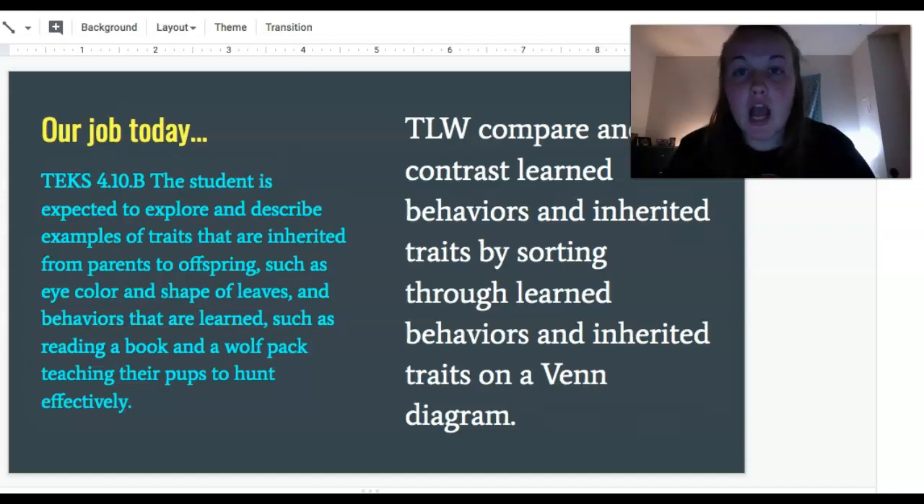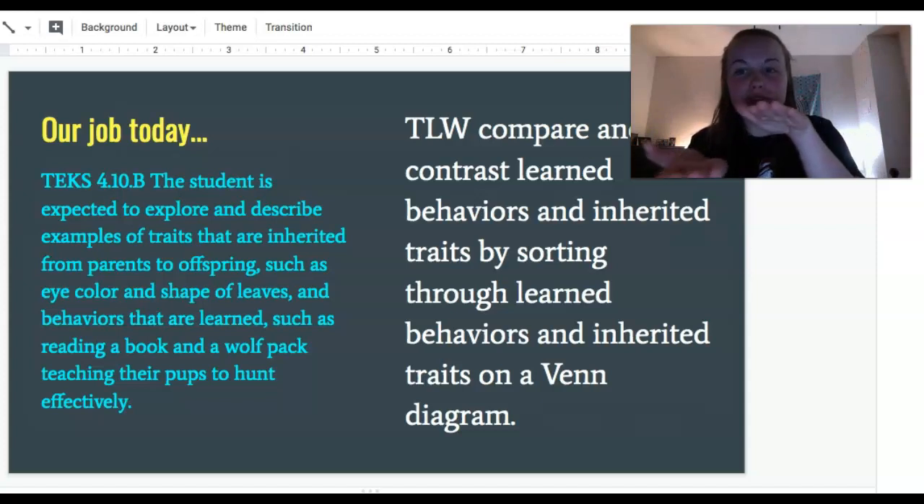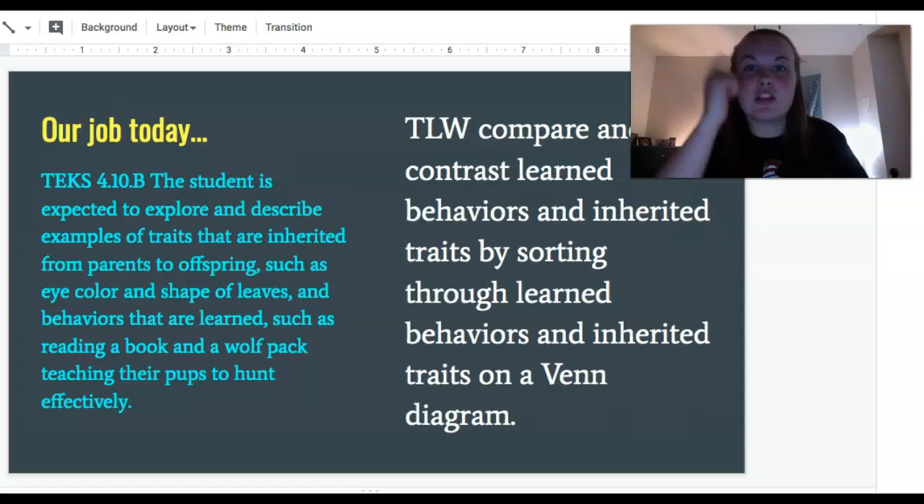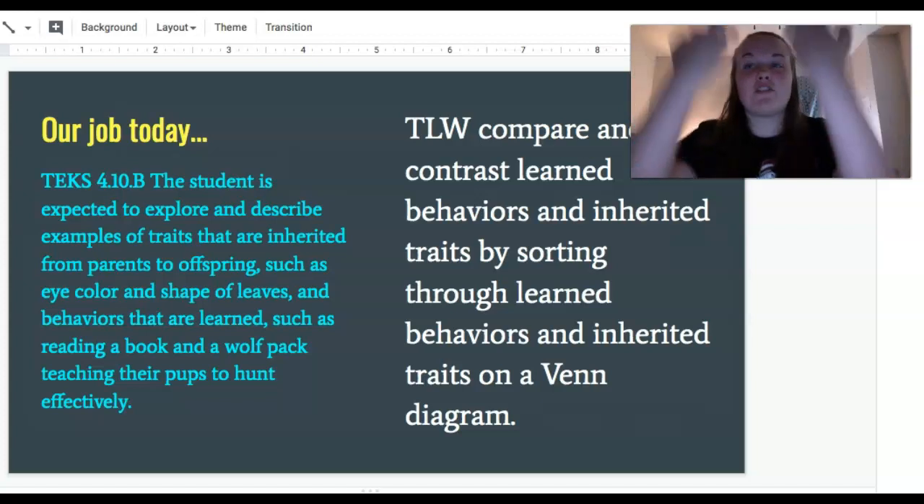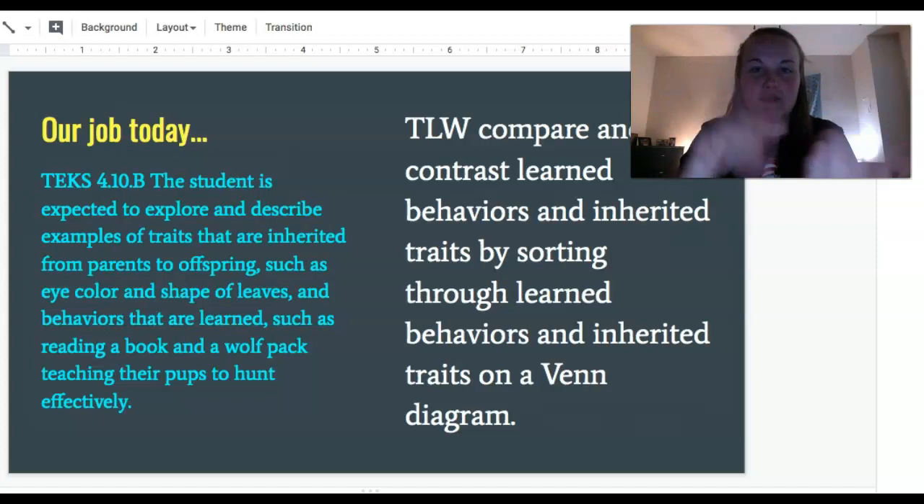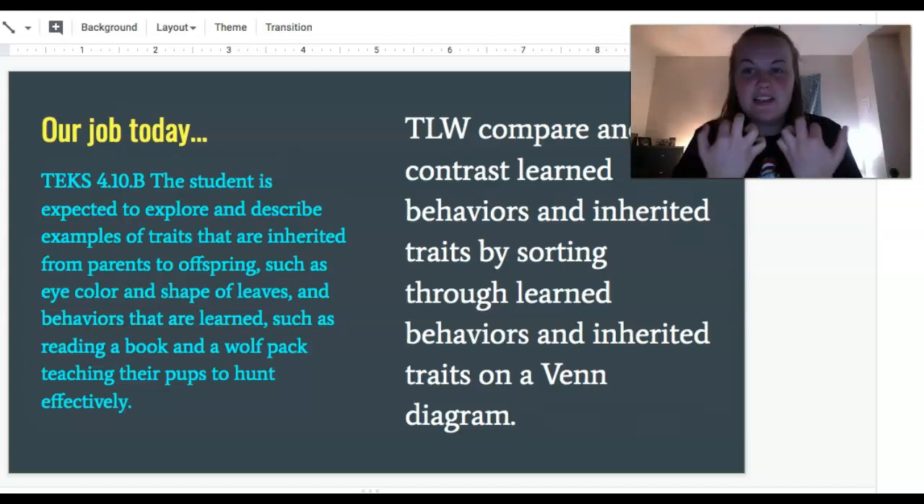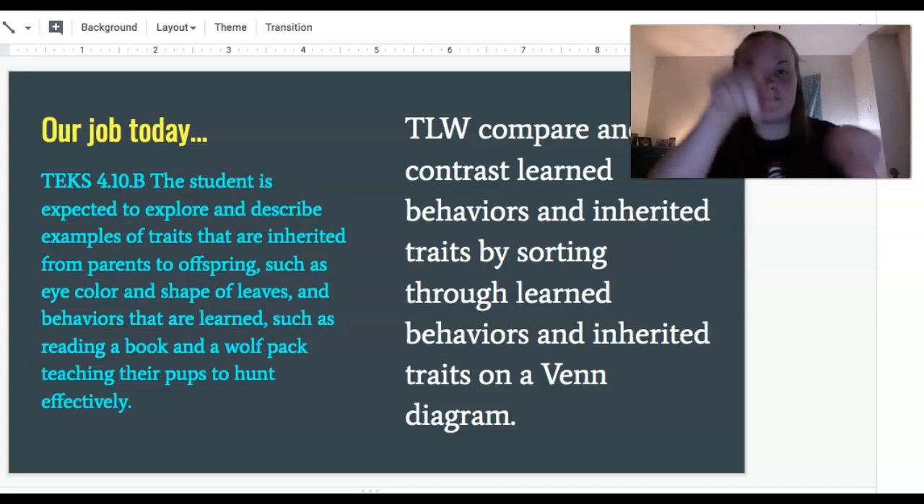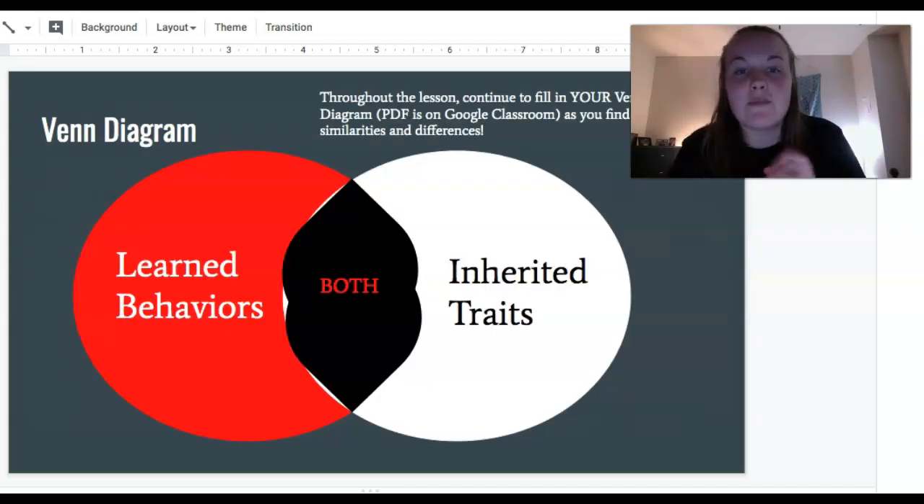So, here is our objective. The learner will compare and contrast learned behaviors and inherited traits by sorting through learned behaviors and inherited traits on a Venn diagram. Again, the learner will compare and contrast learned behaviors and inherited traits by sorting through learned behaviors and inherited traits on a Venn diagram. Okay, so this is our Venn diagram.